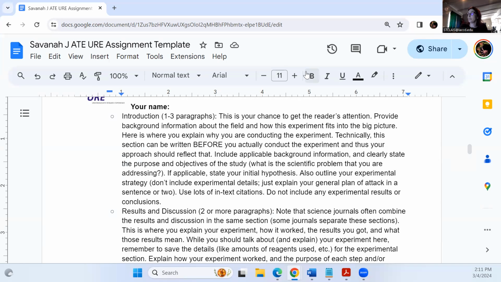Here you want to include the background information. What is the purpose of the study? What are the objectives of the study? For example, what kind of scientific problem are you trying to address? And you should state your initial hypothesis.